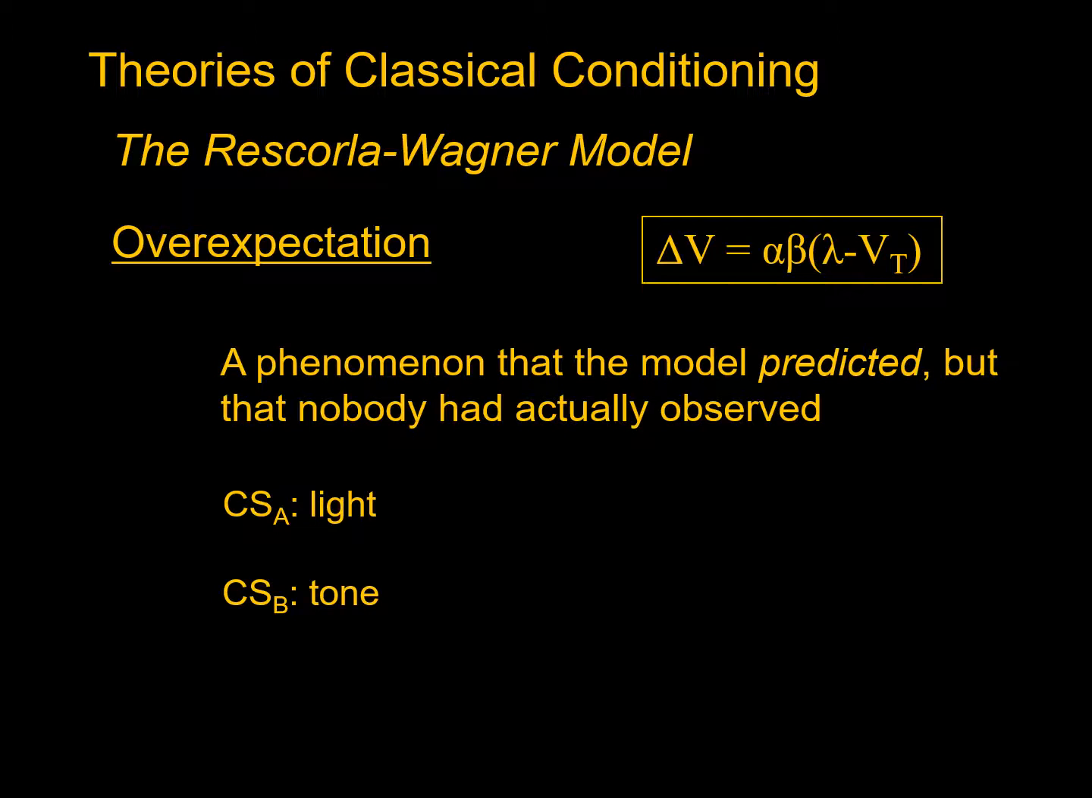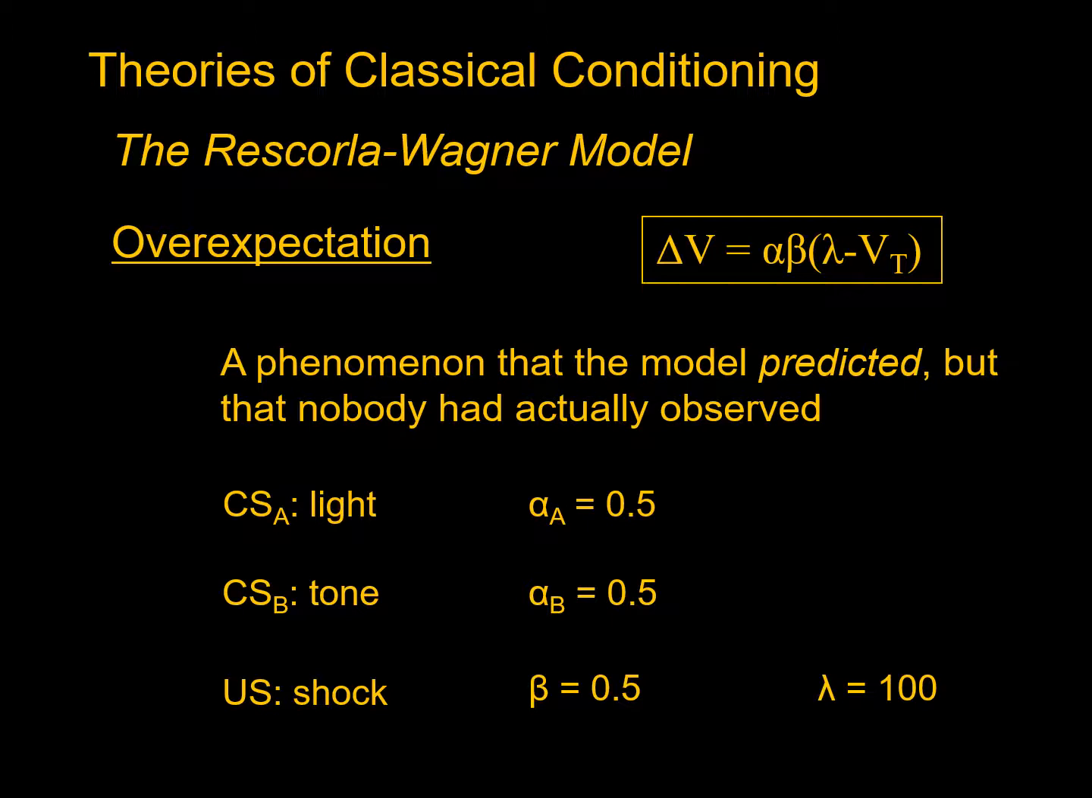So, say we've got two CSs, CS A, a light, CS B, a tone, and as almost always, I'm going to use a shock here as the US. So, again, for sake of argument, we're going to say our light and our tone are equally salient, so we're going to use the same value for alpha for both of them. And I'm just going to pick a value for alpha for the shock, and I'm just going to pick 0.5 for all of them, for no particular reason. And I'm going to say lambda is equal to 100. 100 possible units of associative strength here that this US will support.